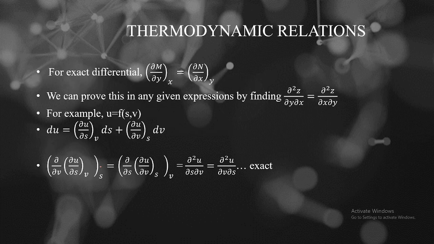Now we also said that if we want to show that they are exact, then it means that I can take the M expression and find its partial derivative with respect to y. Initially, to get M, I found the partial derivative of z with respect to x. I want to do the whole M expression, but with respect to y, keeping x constant.